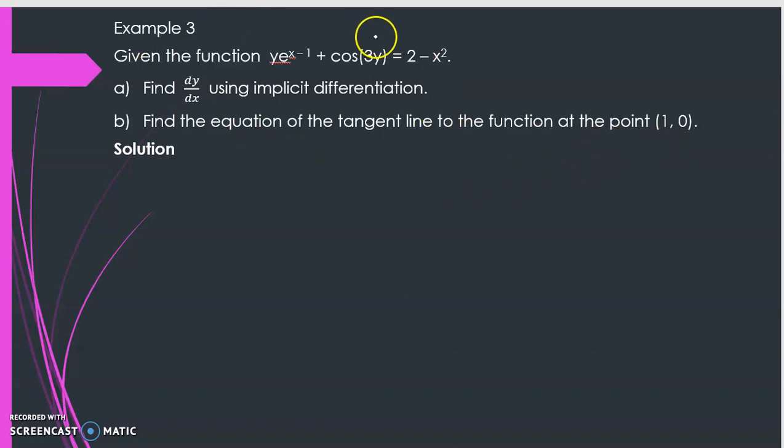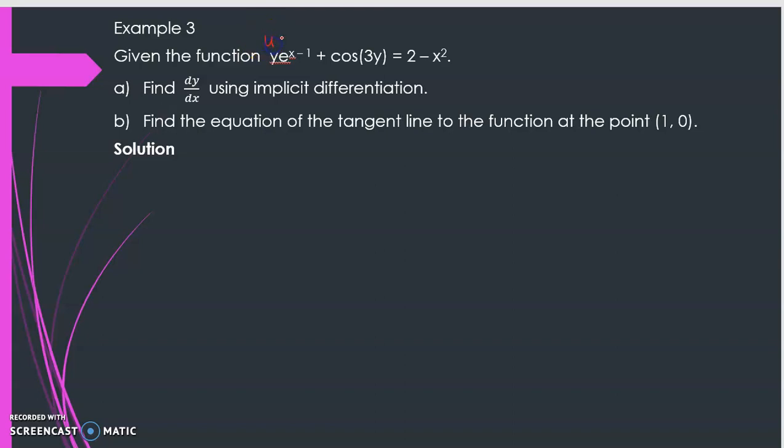So in this example, it combines both implicit differentiation and equation of tangent line. You can refer to the previous video for equation of tangent line. First we look at find dy/dx using implicit differentiation. In the first term of this expression, y e to the power of x minus 1, you can see that this is the multiplication of two functions, which means I have to use the product rule.